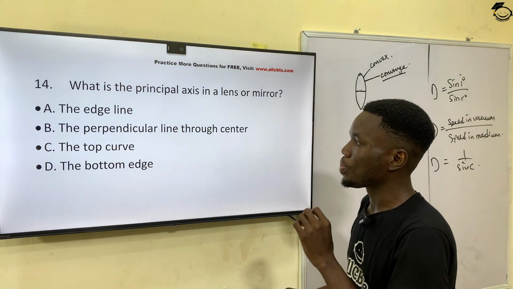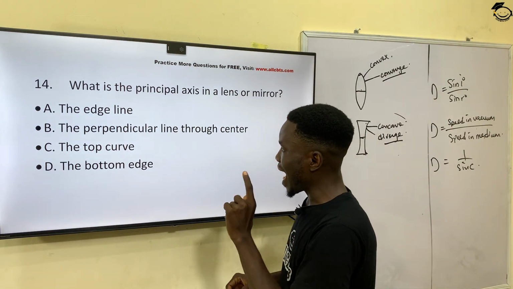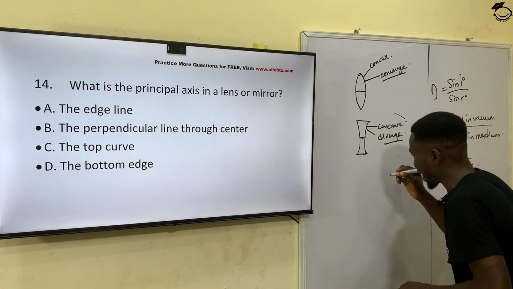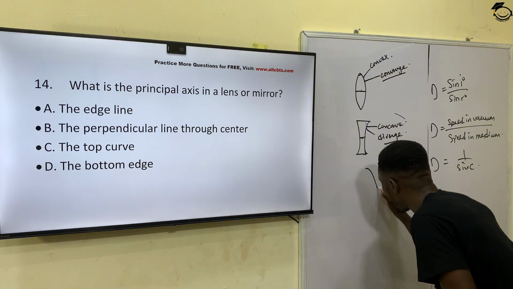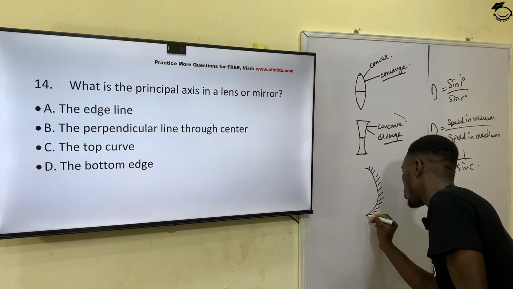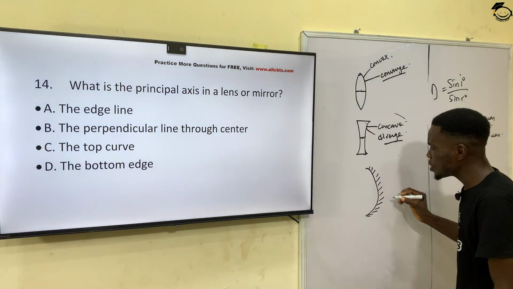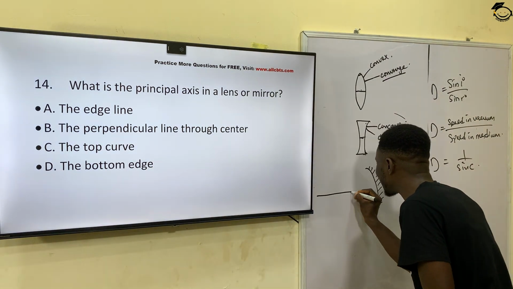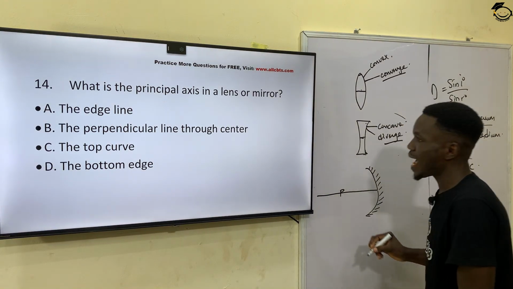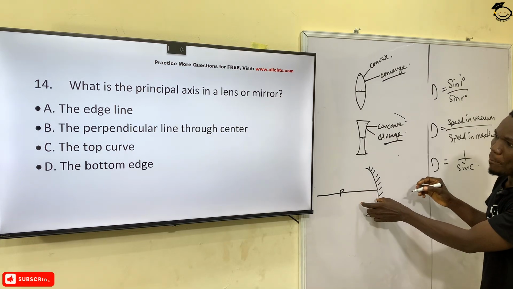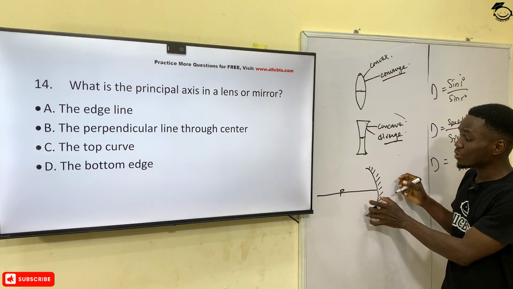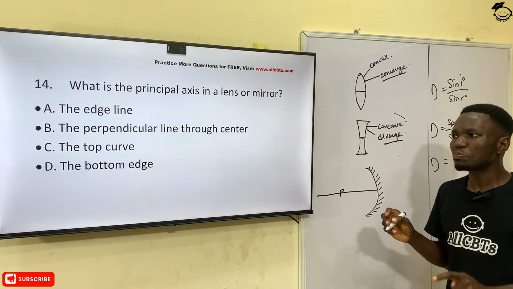What is the principal axis in a lens or a mirror? So when I have a mirror like this, if this is a concave mirror, for example, the principal axis is a perpendicular line to the center. So this is my principal axis. The principal axis is a perpendicular line through the center of the mirror. So a perpendicular line through the center of the mirror is called the principal axis.